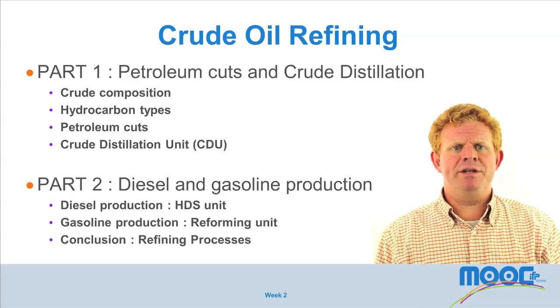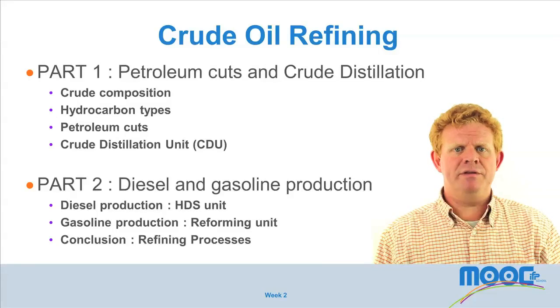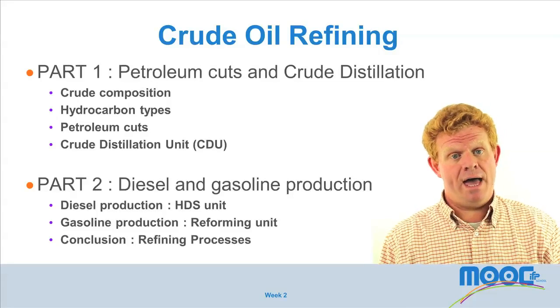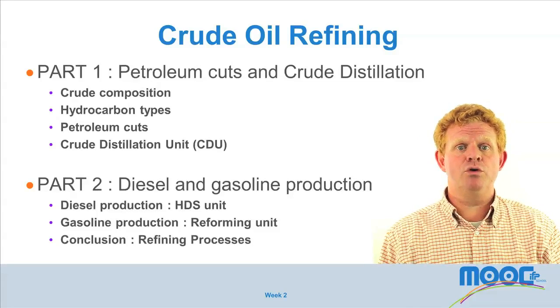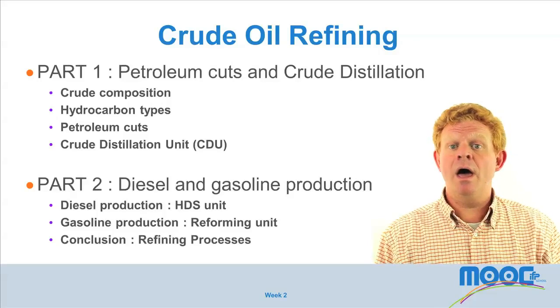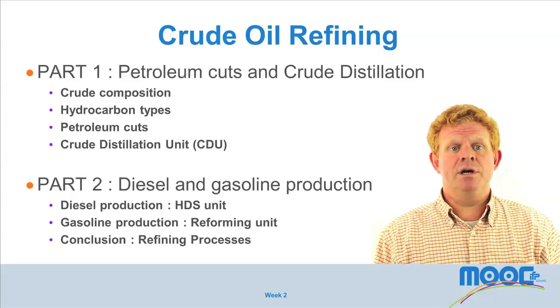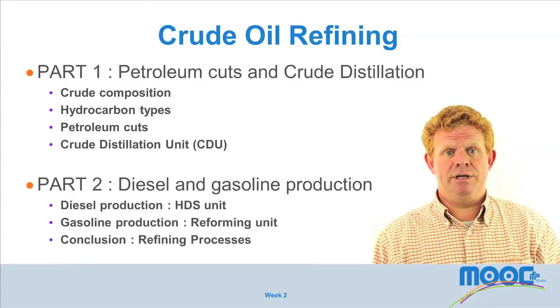In this section, we will take a look at the crude composition and the different hydrocarbon types we have in crude oil. What is a petroleum cut and how we produce these cuts from the crude oil in the crude distillation unit. Afterwards, in the second part, we will see together the refining processes used to produce diesel and gasoline.